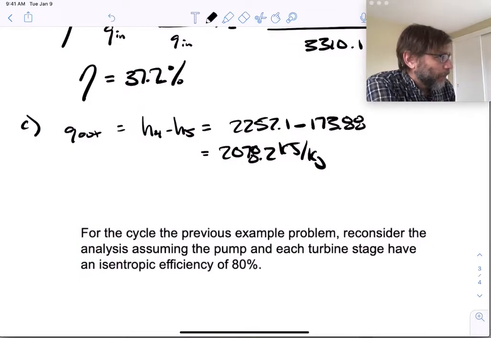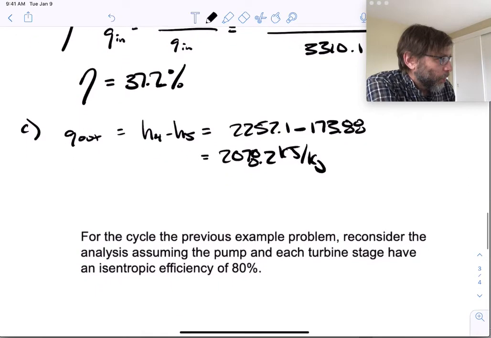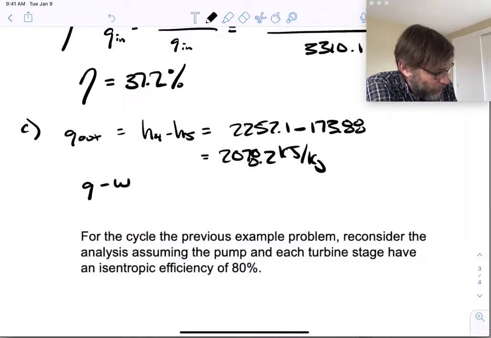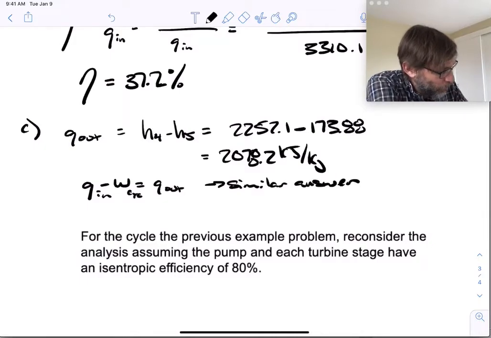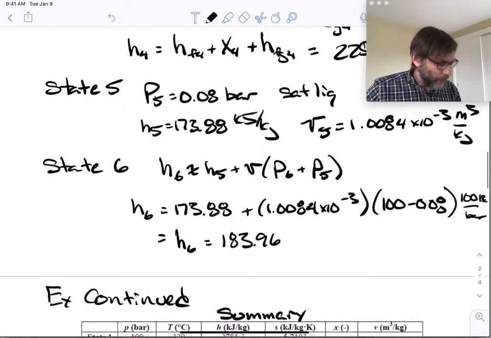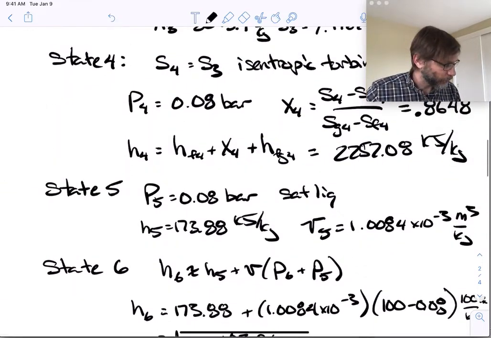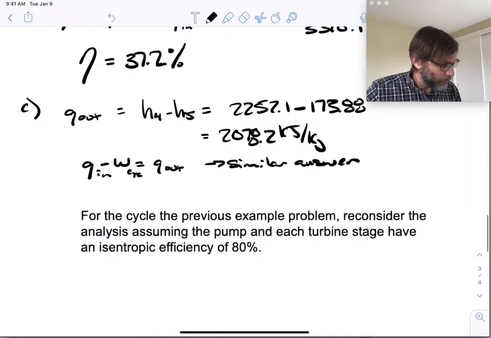So yeah, 37. Let's see. If we look at it here, we could have also said that Q in minus W of the cycle equals Q out, and then you get a similar answer. Okay, so that's how you do it. So pretty simple. Once you have all the enthalpies, I mean, straightforward. You need the entropies though, because you need to use them to find what the quality is inside the cycle.